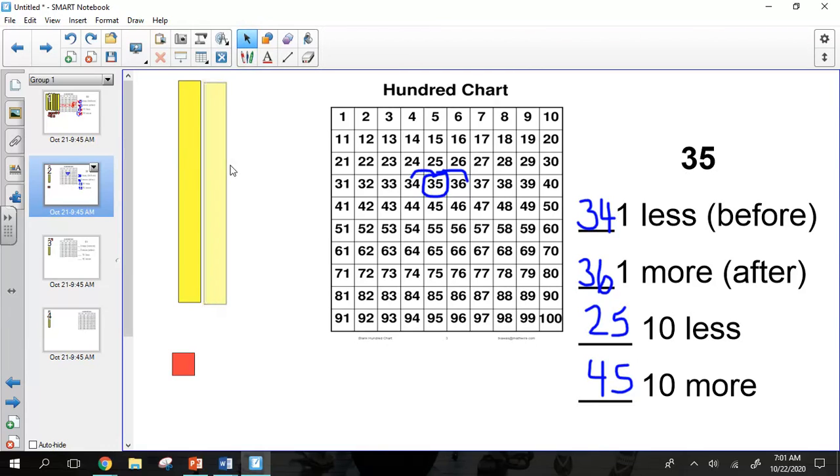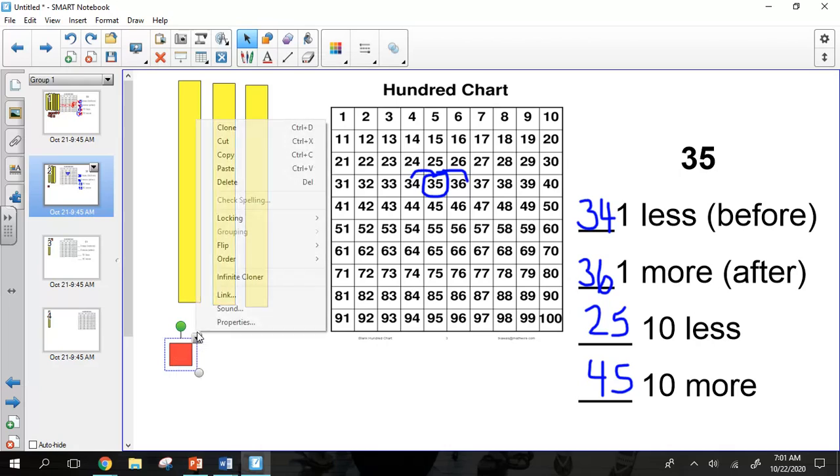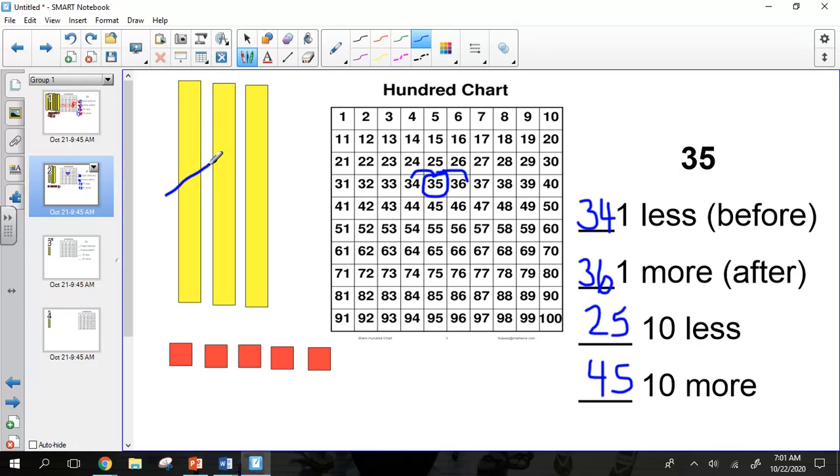So let's look at the number 35 since that is our starting number. So there's 10, 20, 30, 31, 32, 33, 34, 35. So now we have 35. So let's think about that 10 less. In 10 less, you would take a 10 away. When you take that 10 away, you're just left with 2 tens, 20, 25. The ones did not change at all.